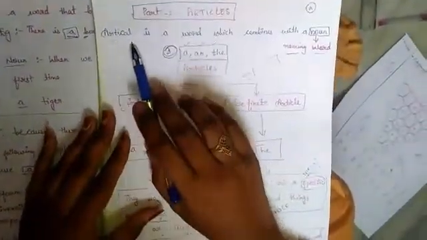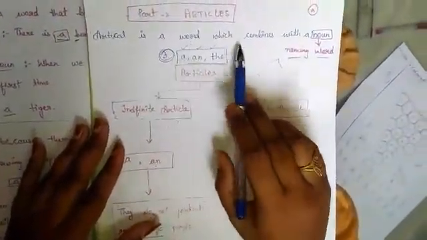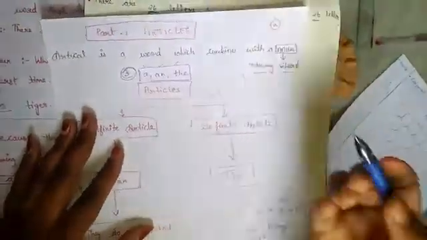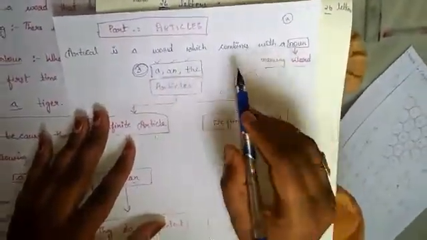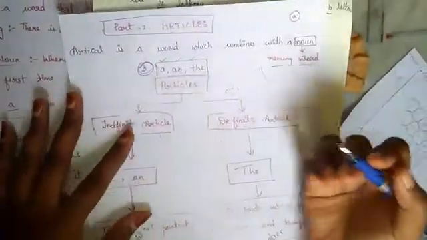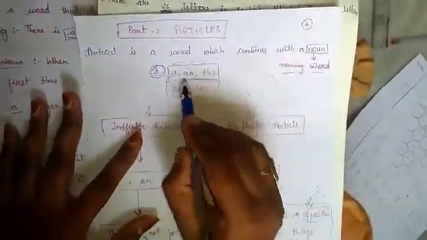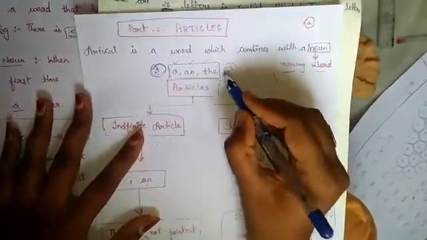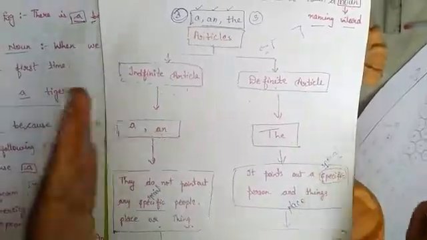Articles. What is our second part? Article. What is an article? An article is a word which combines with a noun. So noun is a naming word. So what are articles? Articles are words. What is it doing? It's combining with the naming word or noun. So a, an and the are articles. Articles are three: a, an and the. So these articles show a clear pointing with a difference.